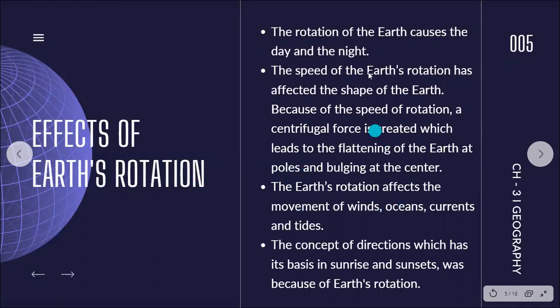So Earth's rotation causes day and night. Earth's rotation gives the Earth the shape it has, right? It affects the movement of wind, ocean currents, tides, and the concept of directions. Because of Earth's rotation from west to east, the sun rises in the east and sets in the west. So that's how the notion of directions, north, south, east, and west, has come into being. So yes, it has led to giving us directions as well, right?